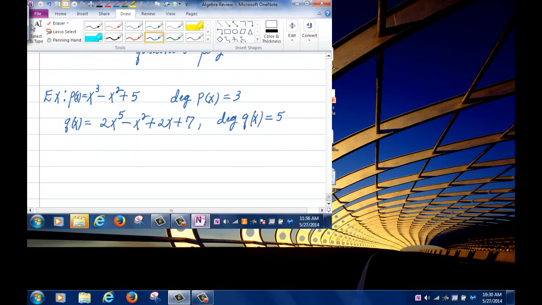Okay. When you have a polynomial, the constant term is called the constant term of the polynomial. The coefficient of the highest power of x. What's the highest power of x here? Actually 5. The coefficient of that is called what? That's called the leading coefficient. The leading coefficient.